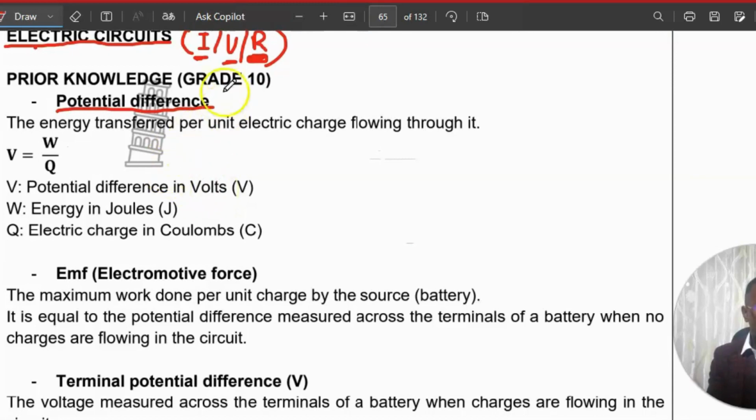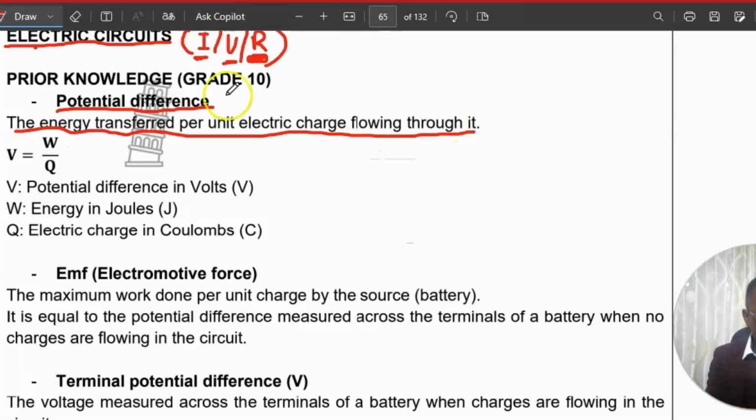Now, let's talk about the first one, potential difference. What is potential difference? Potential difference is the energy transferred per unit electric charge flowing through it. Oh man, this definition is very chunky, and I'm sure if I tried to say it in your own words, it would be hard for you to understand it. And it's totally understandable because even I didn't understand it when I was in high school.